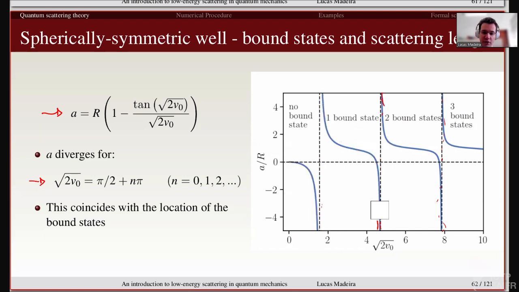So that's the connection, and it's easy to see in this analytical case, between the scattering length diverging and bound states. So for this shallow potential, I don't have bound states, and then they keep appearing each time the scattering length diverges.